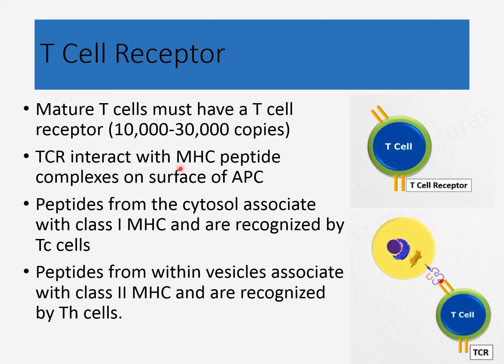by the MHC molecule. Different types of T cells recognize different types of antigens which are present along with different MHC molecules. Like the peptides which originate from the cytosol are generally recognized by T cytotoxic cells, as they recognize MHC class 1 molecules. The peptides originating from outside the cells are recognized by T helper cells because they are presented by class 2 MHC molecules.